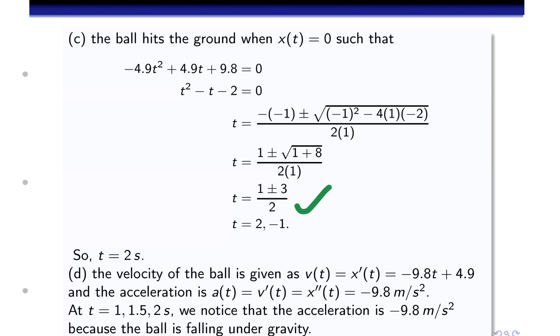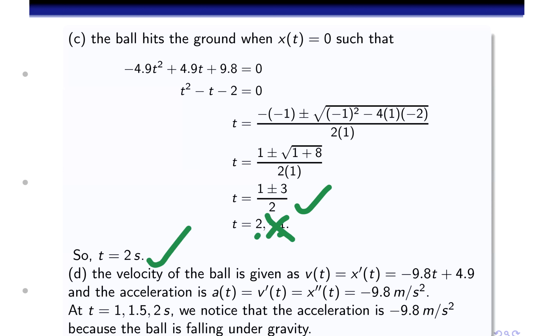That's minus 1. Of course, we want to look at when the ball hits the ground, right? Time cannot be negative. So because of that, minus 1 is rejected. So the time has to be t equals 2 seconds. So it means the ball hits the ground after 2 seconds.